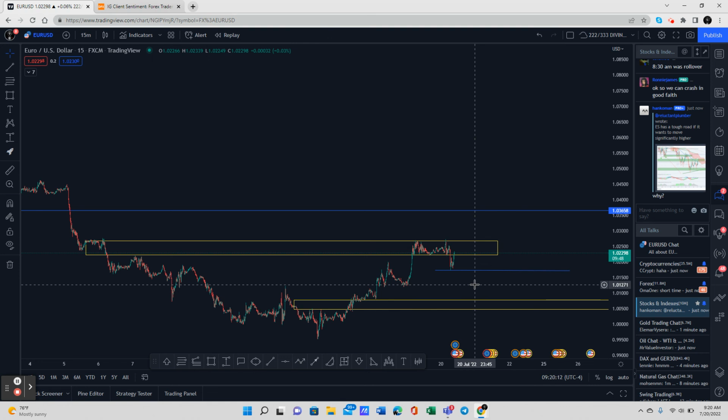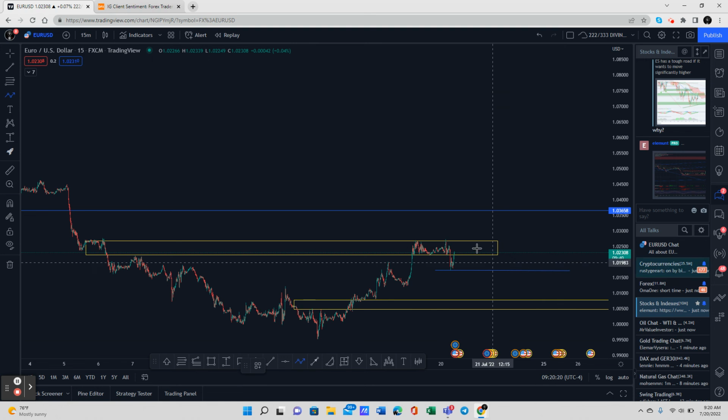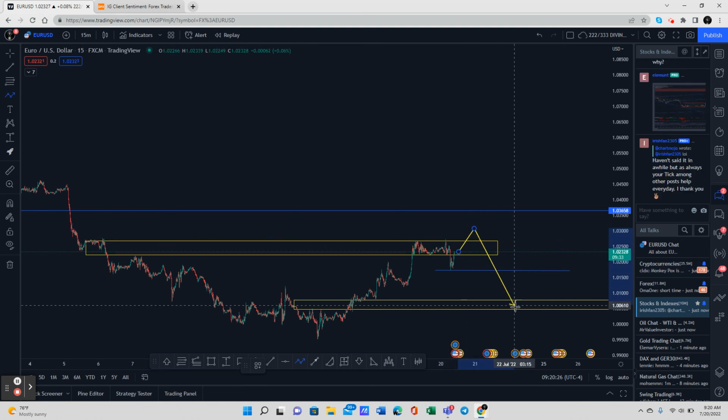I hope that helps. But once again, if we do break above here, that doesn't mean we're going to come straight here. What it could suggest is that we could break above here and hit some of this market structure area here, and then we have to come back down to build steam, and then we come up and hit this area.